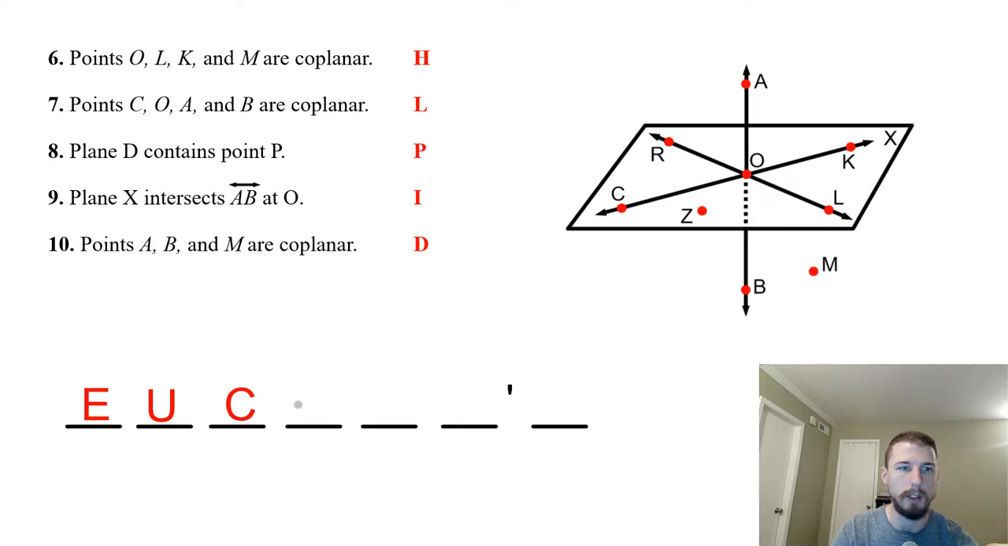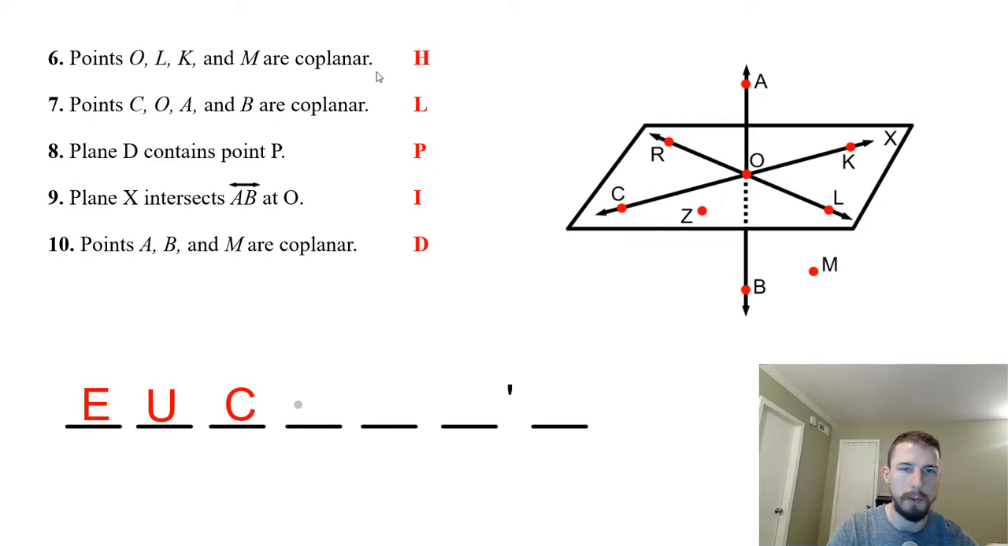So if you had some issues with the front side or the back side, we're going to do some of those problems together here. So we'll start at number 6. At this point we should already have E, Q, and C as our solutions. So we want to look at points O, L, K, and M, and we want to know if they're coplanar.